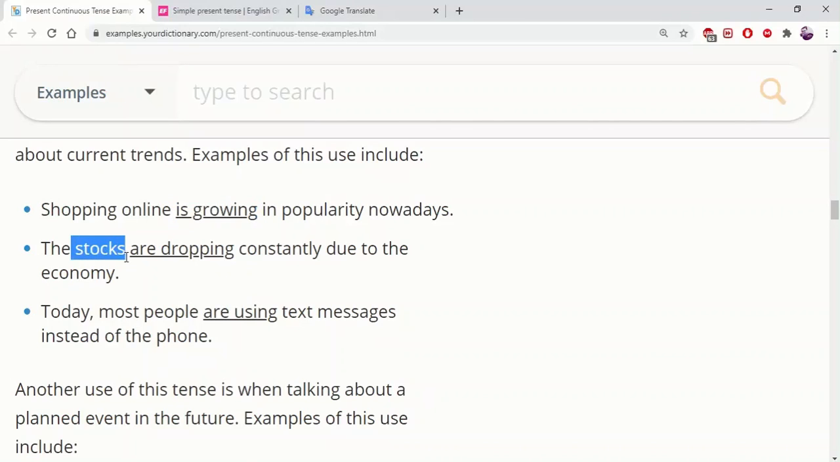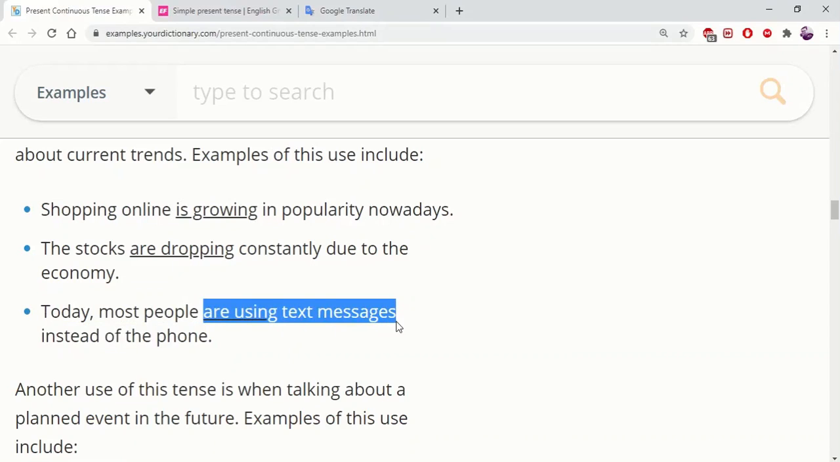The stocks. Now, meaning of stocks is it is related to money. The stocks are dropping constantly. गिरते ही जा रहा है. Next, today most people are using text messages. इस्तेमाल कर रहे हैं. The best example is WhatsApp.